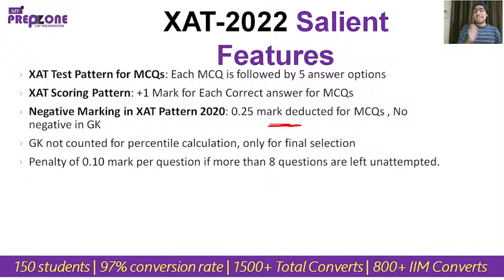Okay, now this is the most important point, which is slightly confusing to a couple of aspirants. Can anyone tell me the meaning of this line? Penalty of 0.1 mark per question if more than 8 questions are left unattempted. What is the meaning of this particular sentence? Anyone? बताओ.